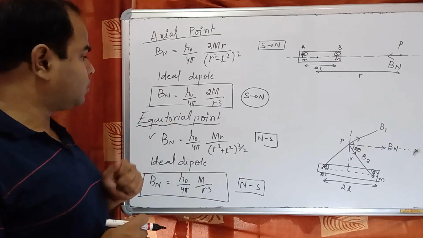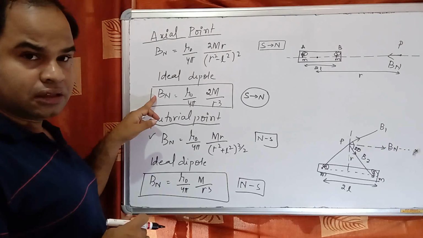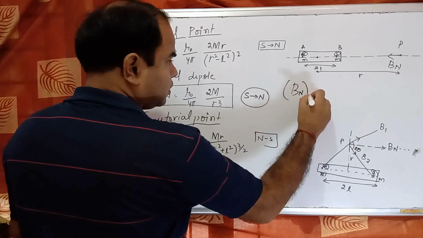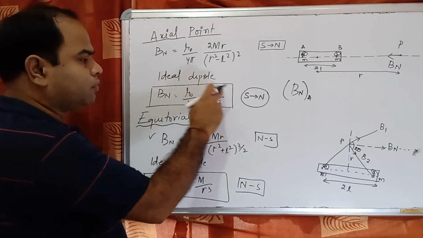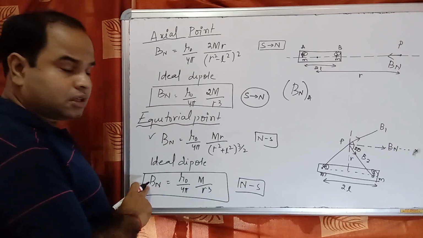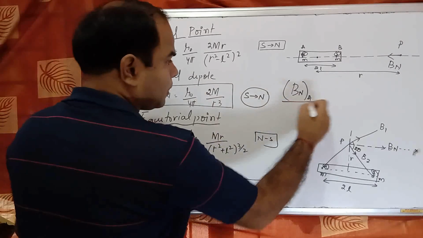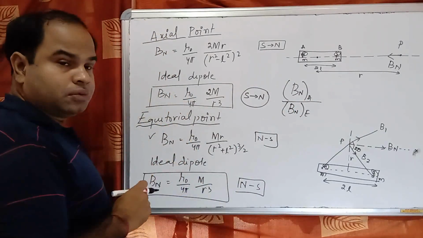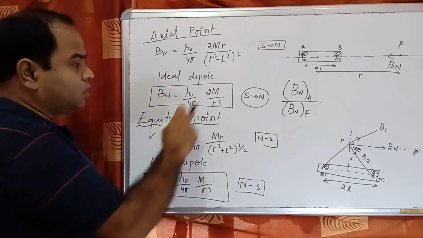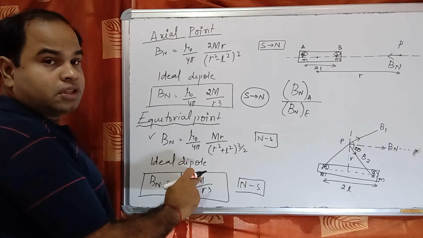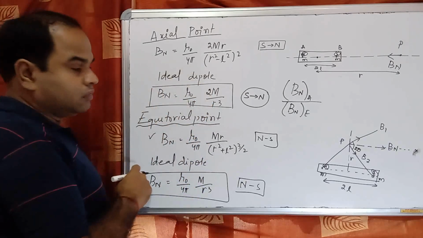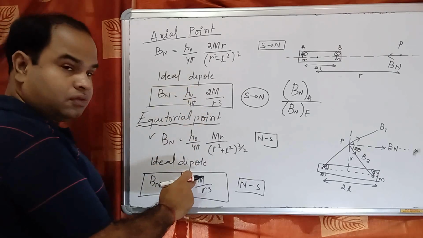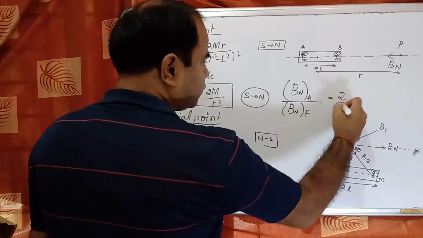B net at the axial point was mu naught by 4 pi, 2 m by r cube. B net at the equatorial point was mu naught by 4 pi, m by r cube. If we divide these, mu naught by 4 pi cancels, m cancels with 2 m leaving 2, and r cube cancels. So the answer is 2 to 1. So the ratio is 2:1.